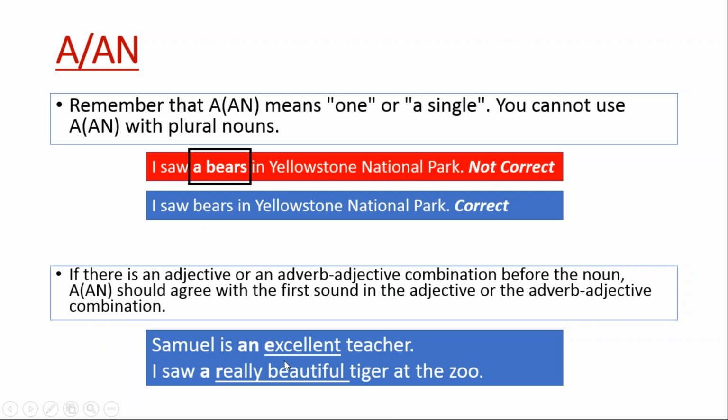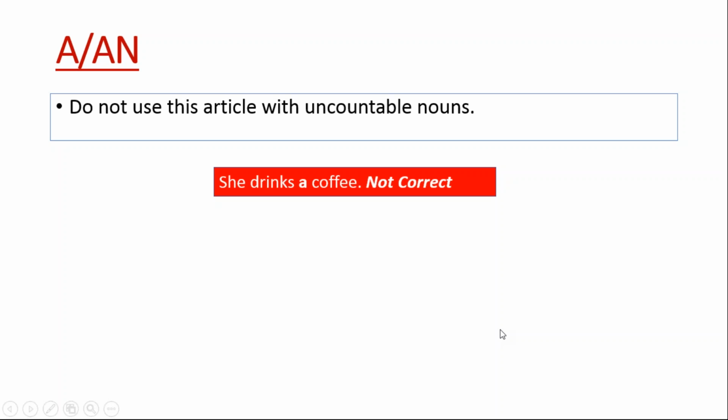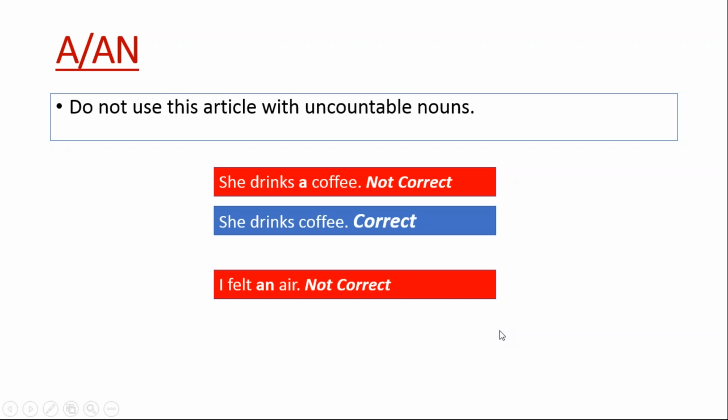Entonces, puedo utilizar también, for example, "someone is an excellent teacher", "a really beautiful tiger". In this case, "I saw a really beautiful tiger". So the problem here is that si tienen un sonido con vocal o consonante, así sea adjetivo lo que sigue, igual van a colocar a o an correctamente. ¿Muy bien? No utilicen con incontables tampoco el a y el an.